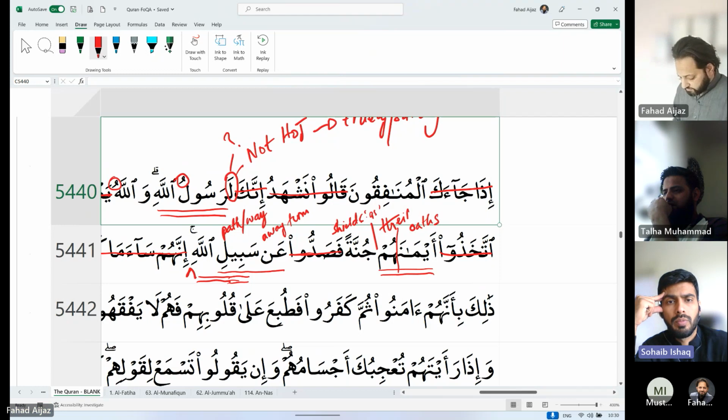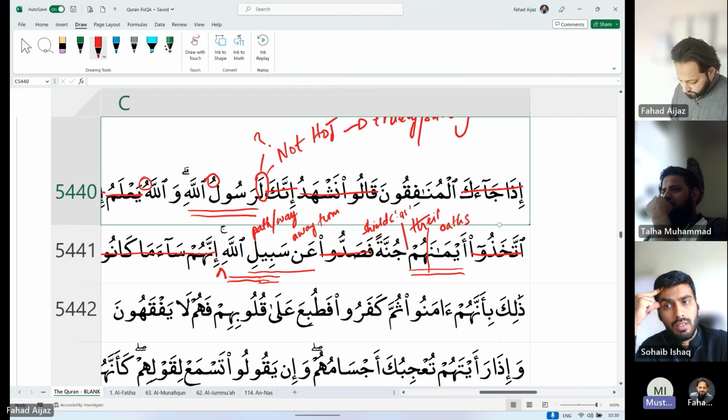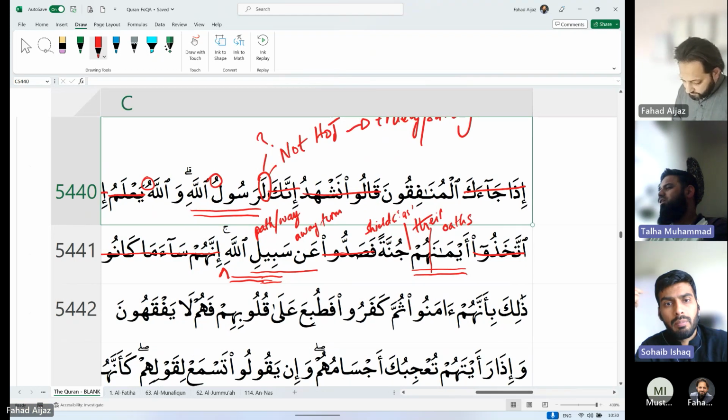You said away from the path of Allah, but we don't have al here. Allah, the word Allah is a proper noun, so it doesn't take al, that's why, right? Yes. Correct. The word Allah is proper. Correct.